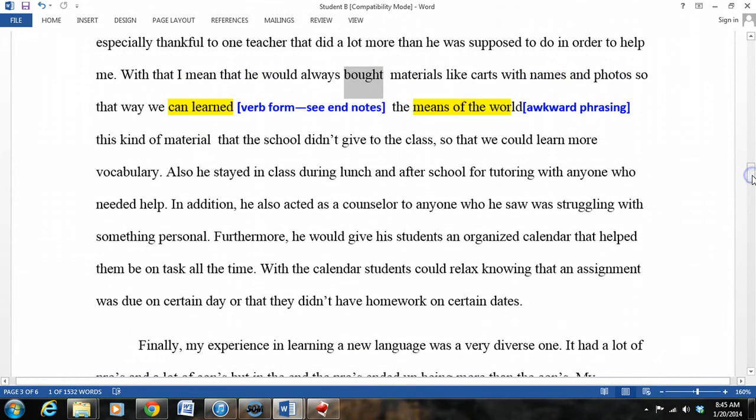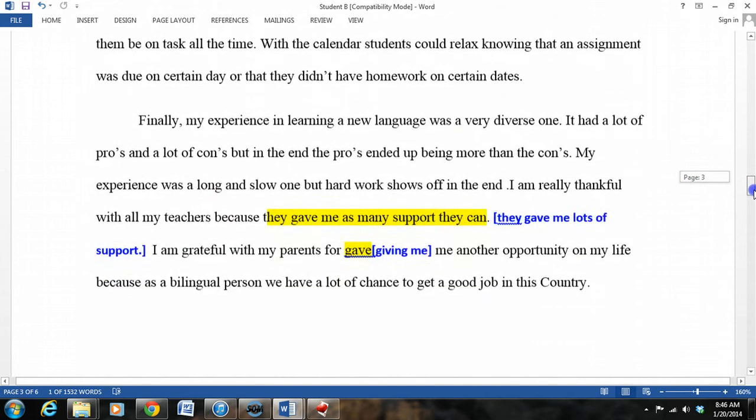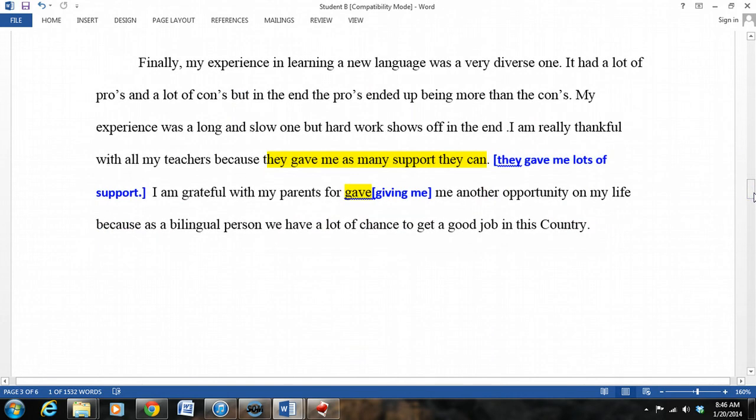By the way, if you make errors like this, the way to learn to write correctly is to write and pronounce the correct version 20 to 50 times in your head until it becomes natural, that you would never write would bought or can learned. You would always write or say would buy, can learn. You need to repeat over and over until it's natural to you.